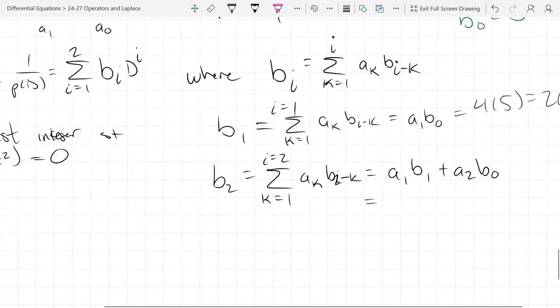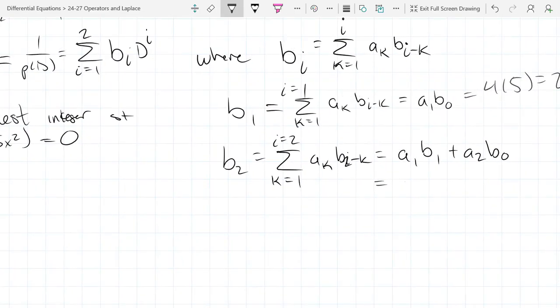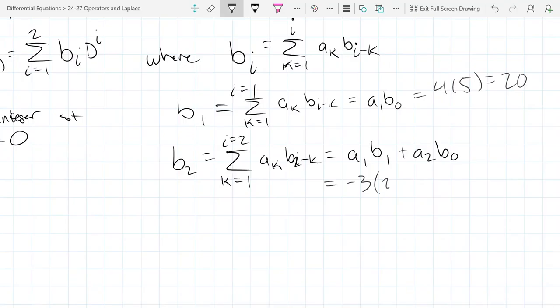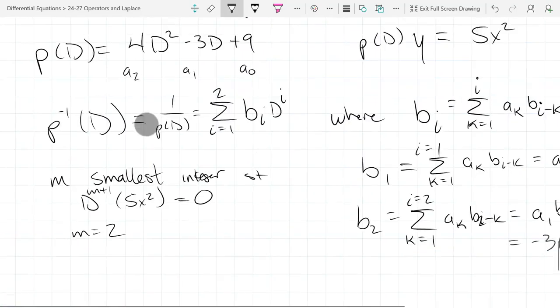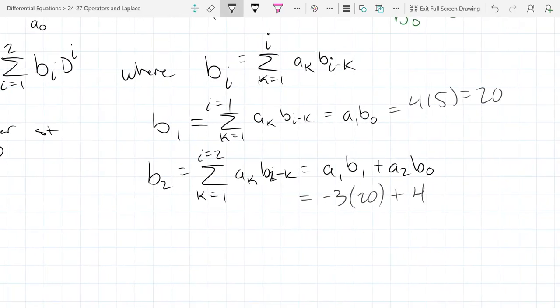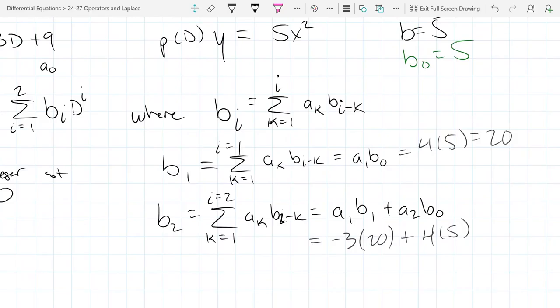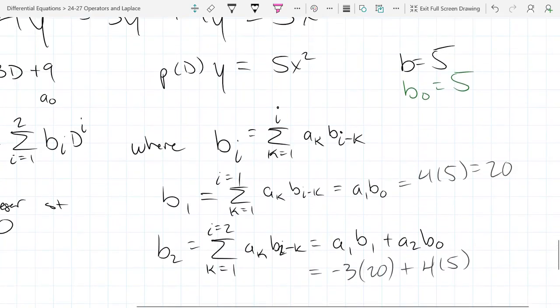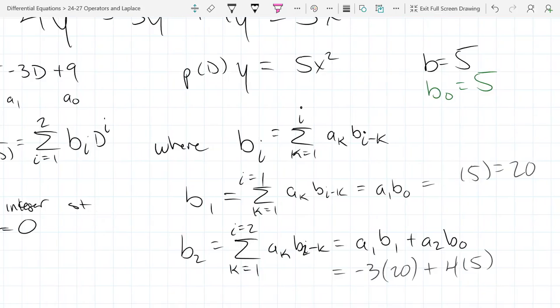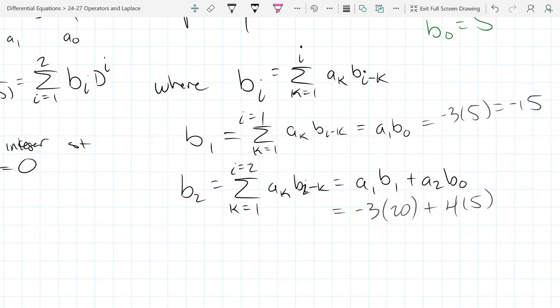So this is A1 B0. So A1 is 4. So we get 4 times 5, 20. And now we have our values we can fill in here. A1 is negative 3. B1 we just got is 20. A2 is 4. And B0 is 5. Oh, yes. That was negative 3 times 5, negative 15. And so that would only change that 20 to a 15, hopefully. I think everything else stays where it is.